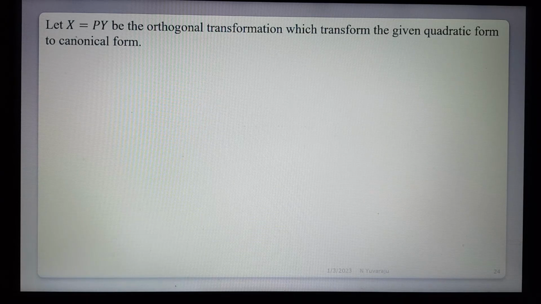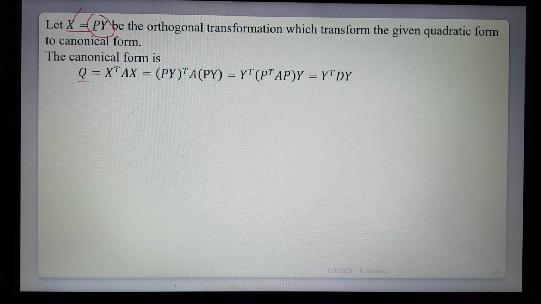So next, continuation. Using this transformation, x is equal to Py, the orthogonal transformation, in the given quadratic form we substitute x with Py. So Q is equal to X transpose AX. This is the given quadratic form. In this, substituting X by PY, that is (PY) transpose A into PY, which is equal to Y transpose into P transpose AP into Y, and P transpose AP is the already found diagonal matrix D.